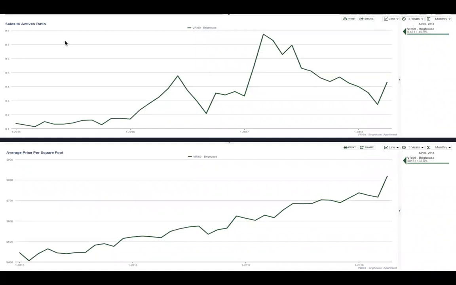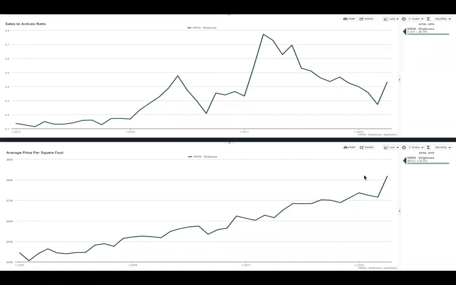And also here, the first one is the sales to active ratio. If you look at this line here, it's 0.4. At 0.4, we know it's a seller's market, right? Anything above 0.2 is a seller's market. We had the seller's market since the beginning of 2016 for about 1 to 2 years, right? And average price per square foot just went up like crazy, right?